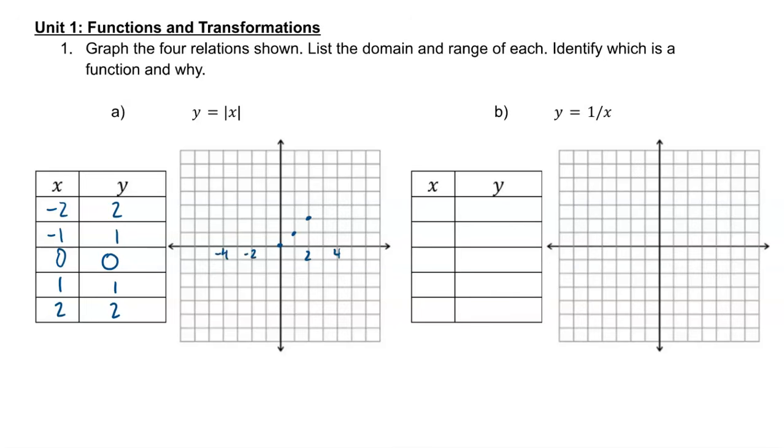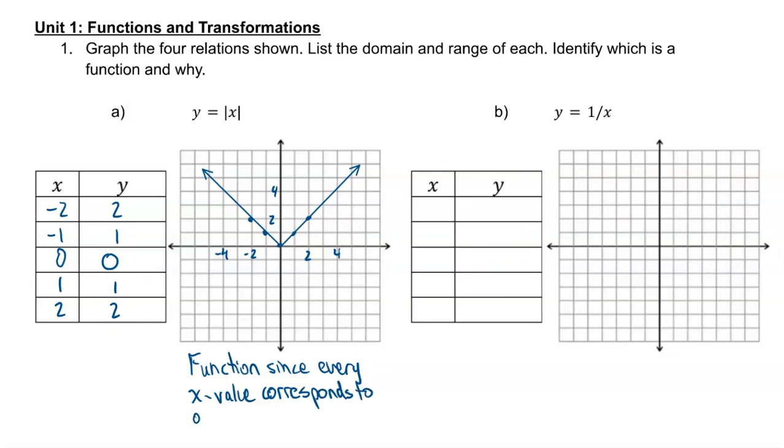If we graph those on a grid, as shown here, we just have a line that's going up to the right, and then on the left side, it's going up to the left. This is a function because every x value corresponds with only one y value. Another way to say that is that every x value has only one y value that comes as a result of it. And so this is a function, so we can use function notation.